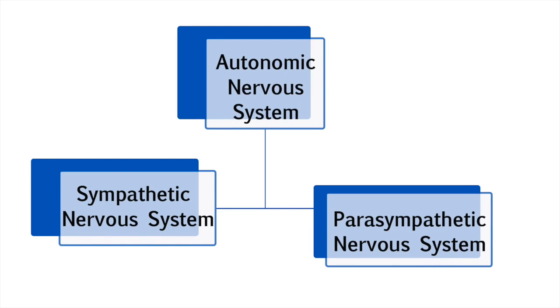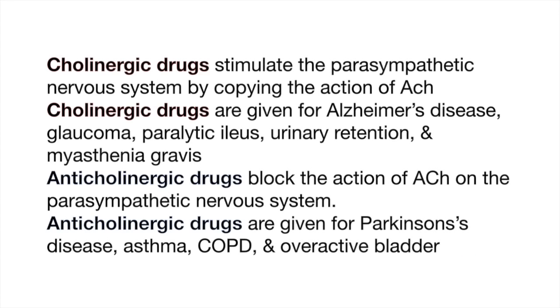Let's go over a quick review of what we've been talking about. The autonomic nervous system is broken down into the sympathetic and parasympathetic nervous system. The sympathetic nervous system being our fight or flight response, or adrenergic, and the parasympathetic nervous system is our rest and digest response, or cholinergic, which has been our focus for this lesson. Cholinergic drugs stimulate the parasympathetic nervous system by copying the action of acetylcholine. Cholinergic drugs are given for Alzheimer's disease, glaucoma, paralytic ileus, urinary retention, and myasthenia gravis.